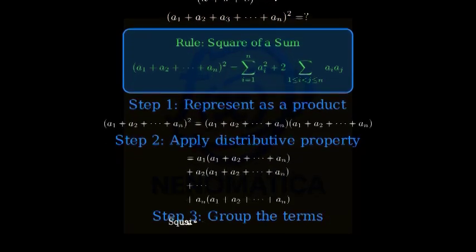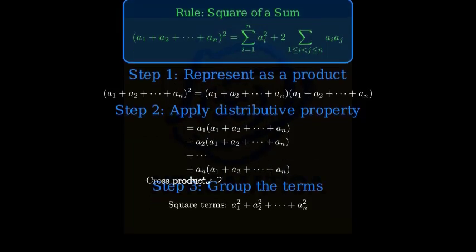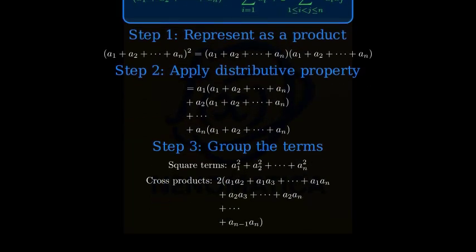Finally, we can write this more compactly using summation notation. The square terms can be written as the sum of a_i squared, where i runs from 1 to n. The cross products can be written as twice the sum of a_i times a_j, where i is less than j, to ensure we only count each pair once. This gives us our final formula.